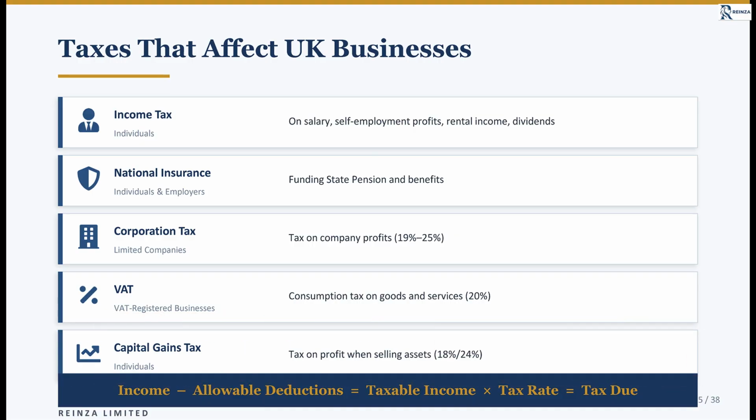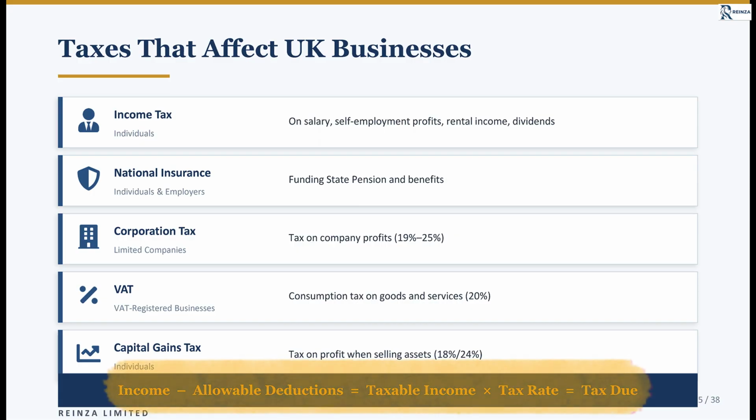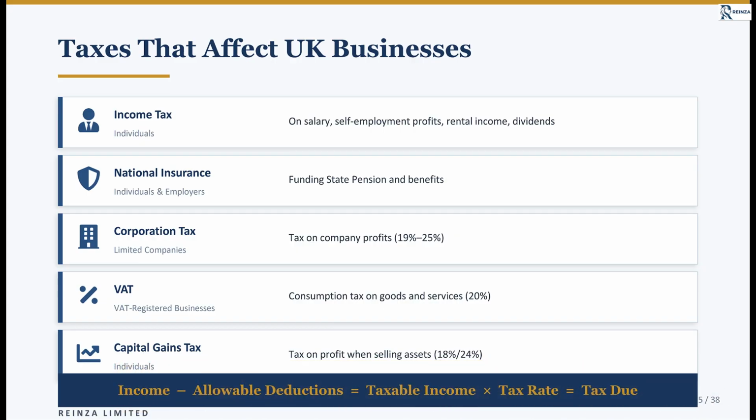At its core, the basic formula behind all UK taxation is quite simple. You take your income, subtract your allowable deductions, and that gives you your taxable income. You then multiply that by the relevant tax rate to arrive at the tax due. The challenge, of course, is in the details, and that is what the rest of this course will cover.